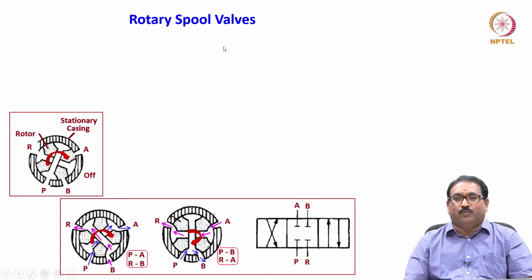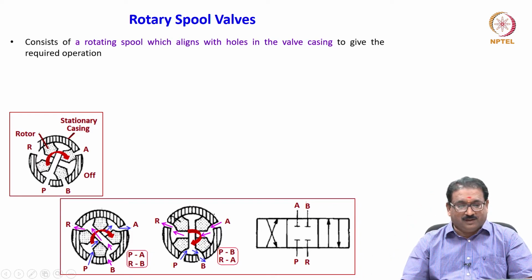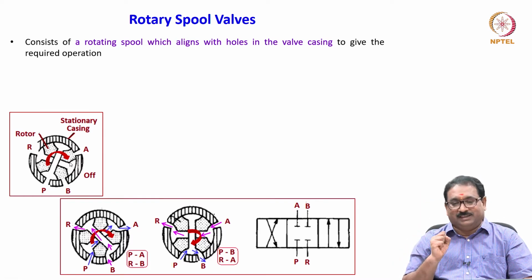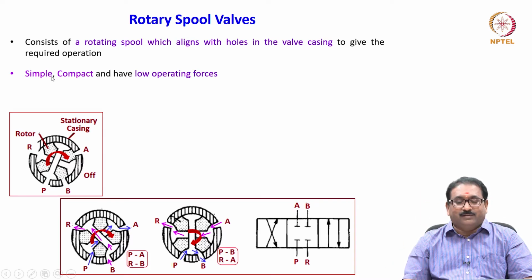Quickly we will see the rotary spool valves. See the constructional feature of the rotary spool valve: instead of sliding, it rotates to get connected with the ports. It consists of a rotating spool, which we call the rotor, and a stationary housing. The stationary housing has the ports A, B, a P port and a return port. This rotor makes the port connections by rotating inside the stationary casing. You will see now how it works. These types of construction are very simple, compact and require low operating forces.